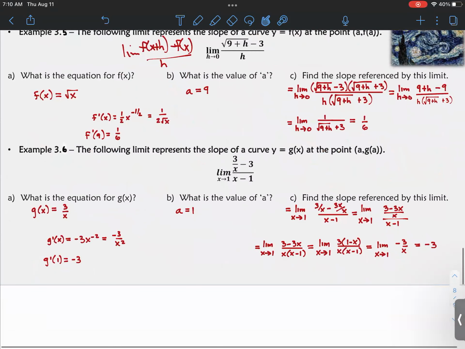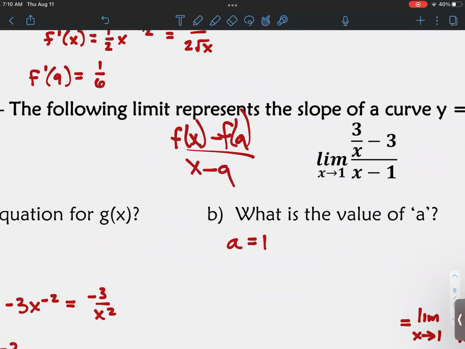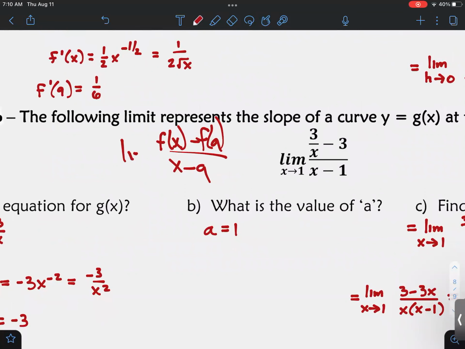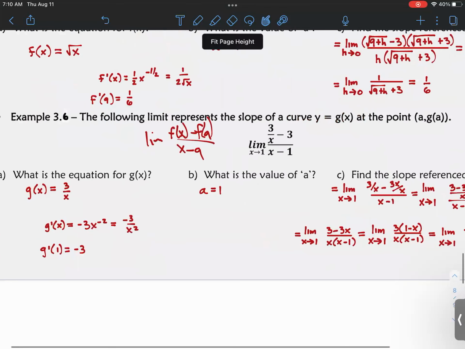Final example is a similar kind of thing. It's just this time we are seeing a version of the alternate limit definition. So just to write that out again, this is the one that's f of x minus f of a over x minus a. These are a little easier in my opinion because right away we know that the first term in the numerator is the actual function we're dealing with. So this is a fancy way of saying, hey guys, find the derivative of 3 over x and then plug in a 1. So that would be the quickest way to get through the problem.